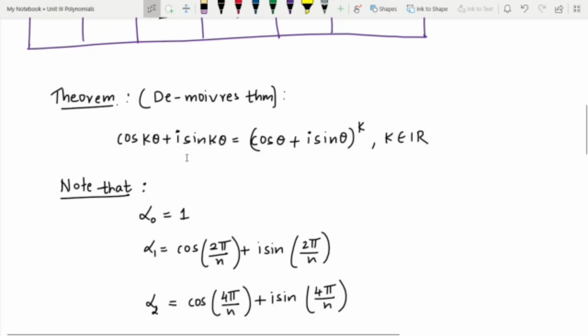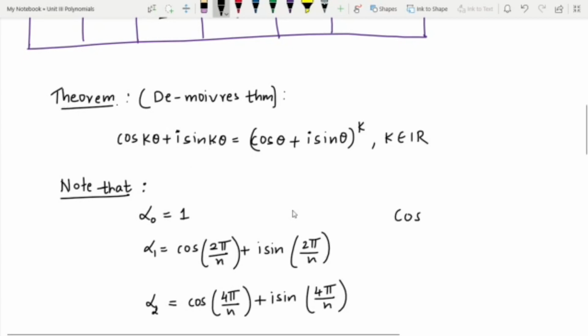So what does the theorem say? Cos k theta plus i sin k theta is equal to... whatever k you see. You can see that the angle for cos is k theta, and for sin also it is k theta, and that k is common. Since k is a real number present there, it can be taken out. I hope you are getting my point. Let me explain.